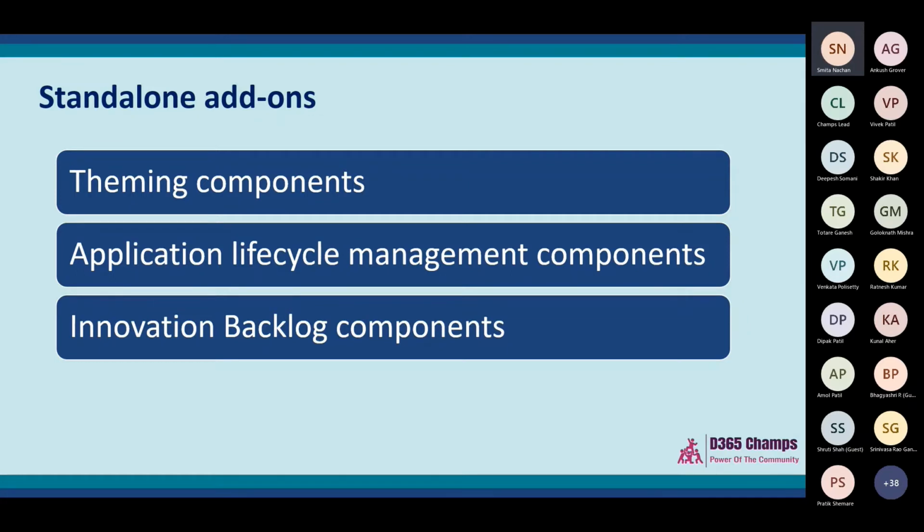The application lifecycle management components, called the ALM components, are intended to provide Power Platform makers guidance on creating healthy ALM practices for their solutions as a part of their overall DevOps strategy. This application lifecycle management accelerator for makers solution contains the assets that are relevant to the makers and the admins. And the innovation backlog component solution contains the assets that are relevant to everyone in the organization.